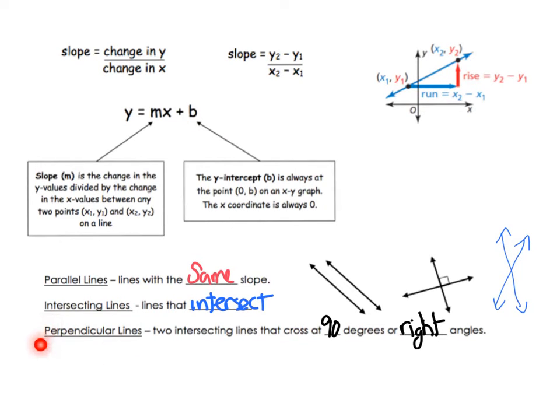But then, more special, perpendicular lines, which are simply two lines that do intersect, but when they do intersect, they cross at 90 degrees, or aka they create right angles at their intersection when they cross. So that's what makes perpendicular lines special.